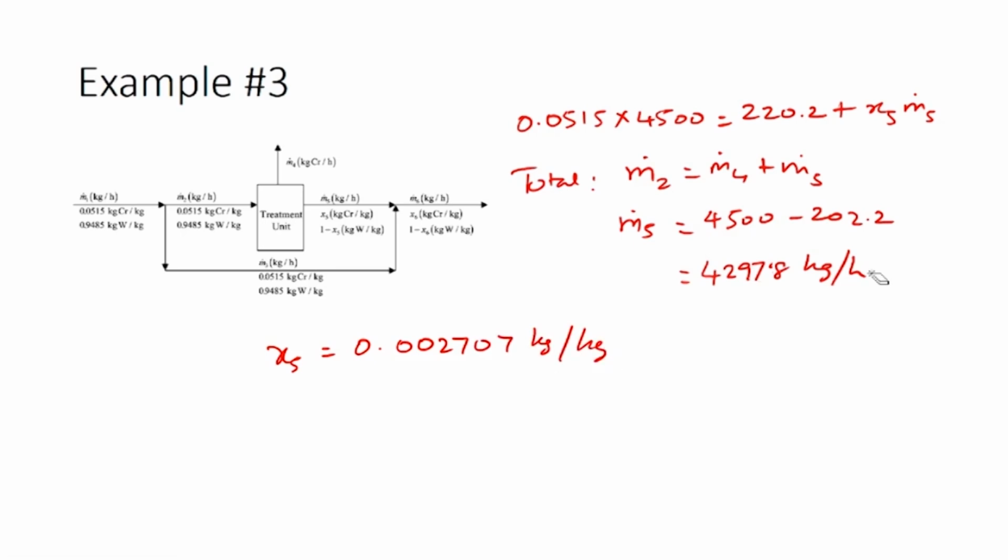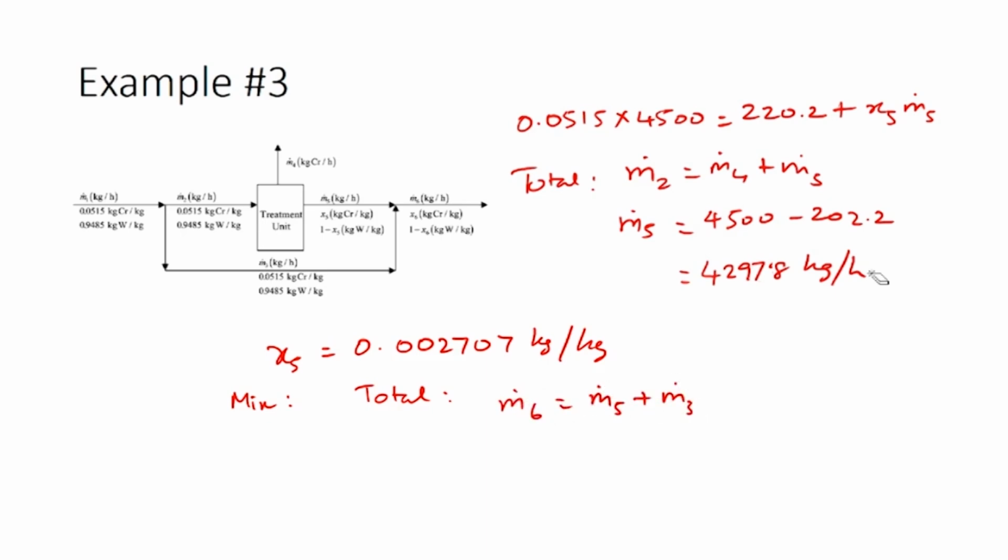Now we have the information about M5 dot, and we also have the composition of the stream, the mass fraction of chromium. We can also calculate the mass fraction of water, which is just 1 minus the mass fraction of chromium. Now, we need to identify the mass fraction of chromium and the flow rate of the components in stream 6. For this, we can choose the mixing point as the system and write the mixing point balances. The total balance for the mixing point would be M6 dot equals M5 dot plus M3 dot.